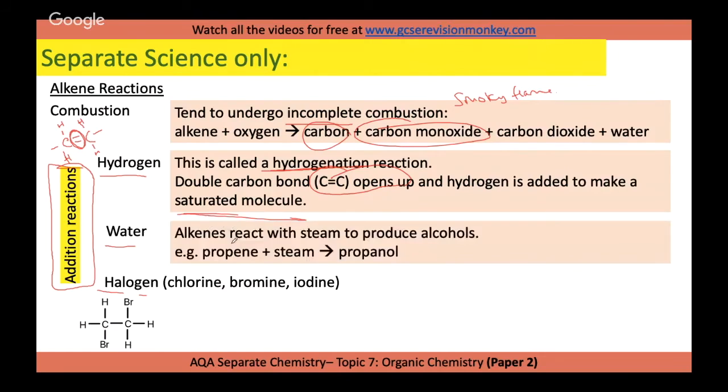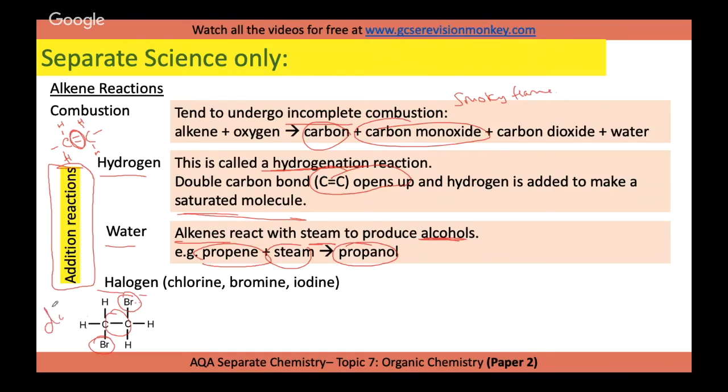For water, alkenes and steam make alcohols. Okay, so for example, propene and steam would make propanol, ethene and steam would make ethanol, etc. And finally, the halogens, again, you're opening up that double bond and you are adding a halogen to it. So in this case, this molecule has added 2 bromine atoms. So you've opened up the double bond, added 2 bromine atoms.